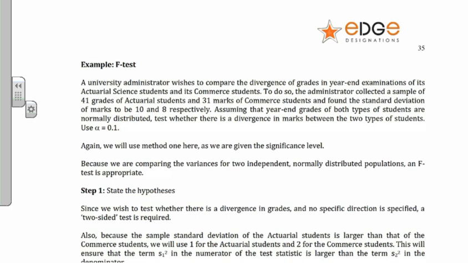Okay, a university administrator wishes to compare the divergence, the difference of grades in the year-end exams of its actuarial science students and its commerce students. In order to do so, he collects a sample of 41 actuarial marks and 31 commerce marks, and what did he find? A standard deviation of 10 and 8 respectively in the two different marks.